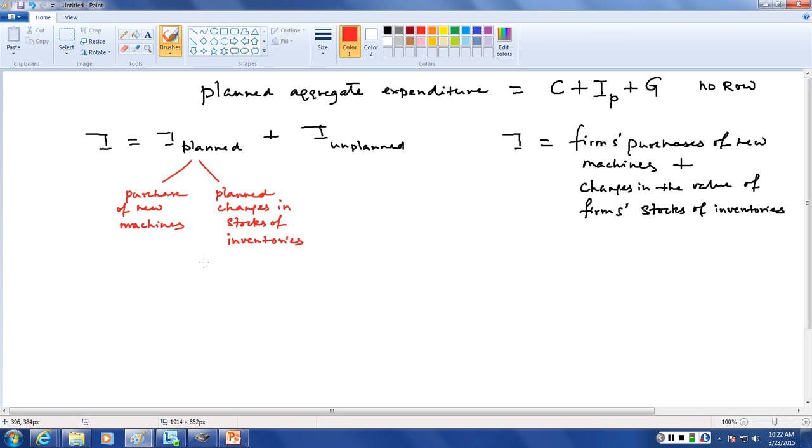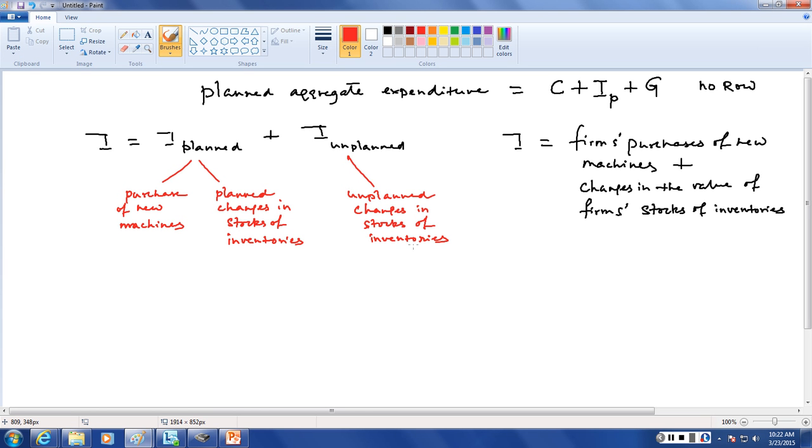But would you call this planned? No, this was unplanned, am I correct? Now, this is an increase in the firm's investment spending, but it is an involuntary increase. It's not something that the firm planned on doing. So unplanned investment spending would be unplanned changes in stocks of inventories. Yes? So we've defined planned aggregate expenditure.